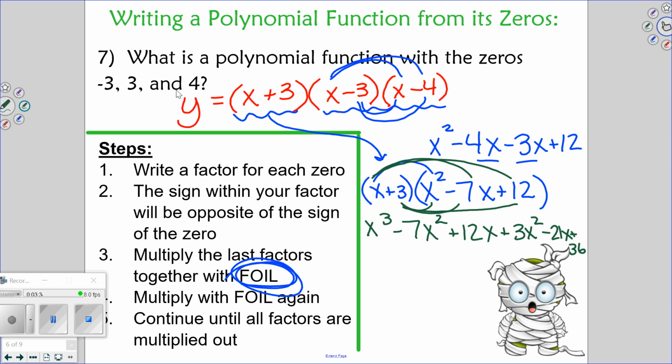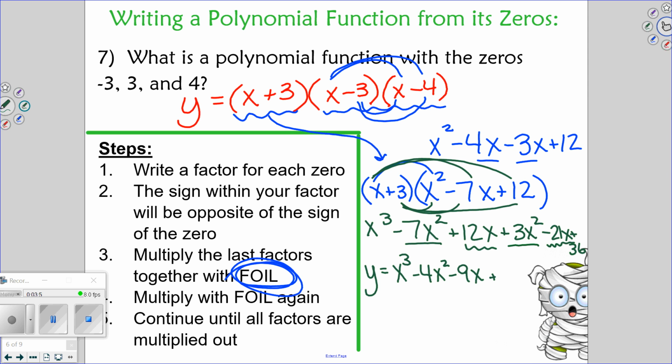All right, and then like terms, we have an x cubed. Good, my x squared is going to be minus 4x squared. 12x minus 21x is negative 9x plus 36.